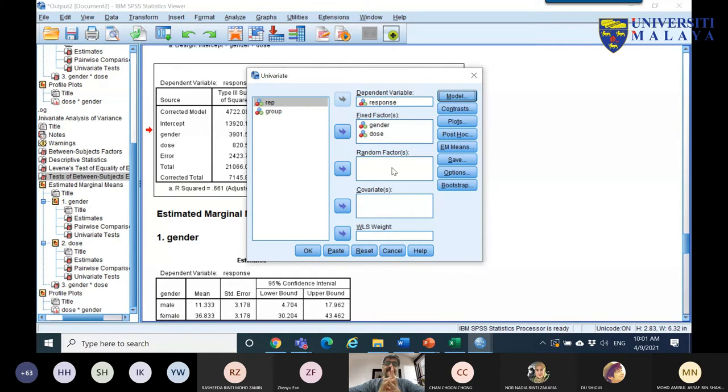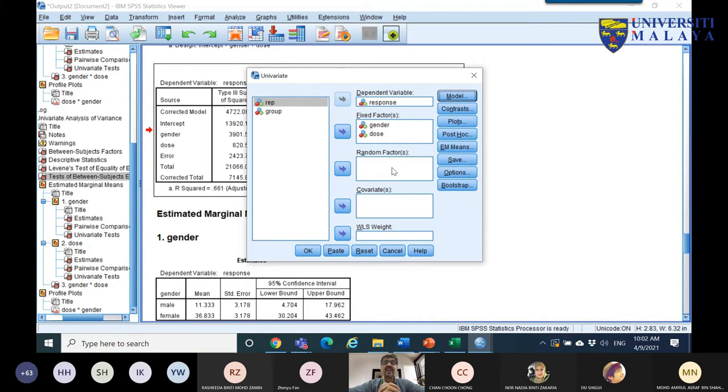Of course, this can be discussed at an advanced level, but remember, there are 2 types of factors in factorial experiments. Fixed factors means the researcher, prior to conducting the research, already knew the levels of the factors. Gender, for me, is a well-known factor: male, female. The dose, the levels of the dose, were already clear to me before starting the research.